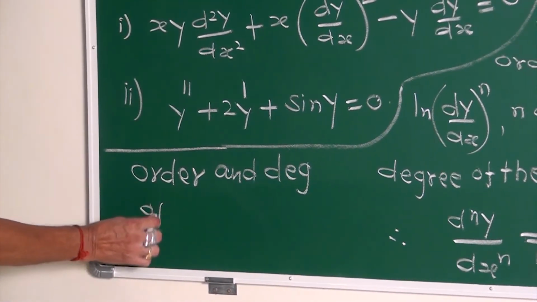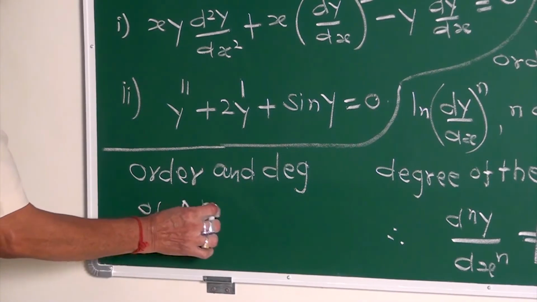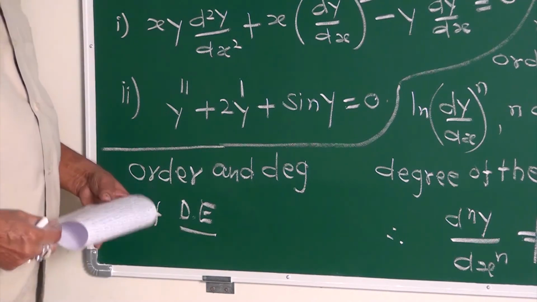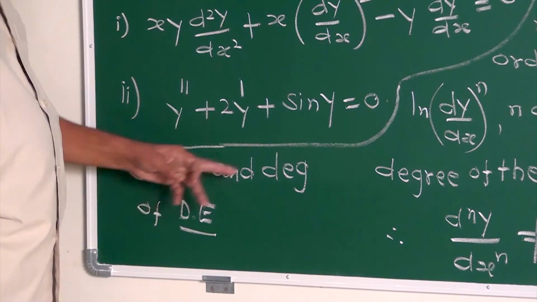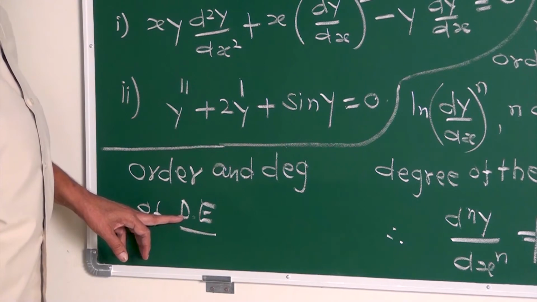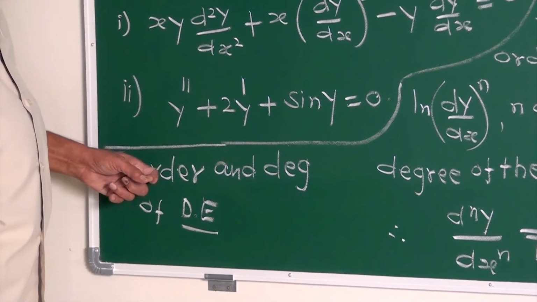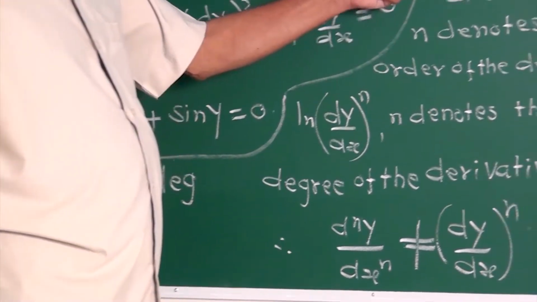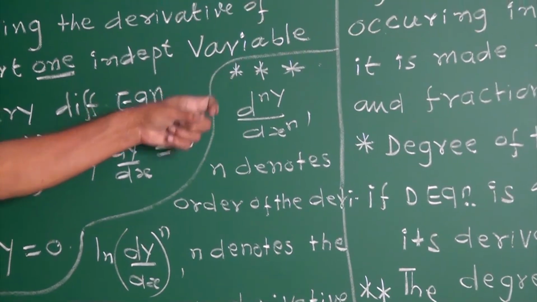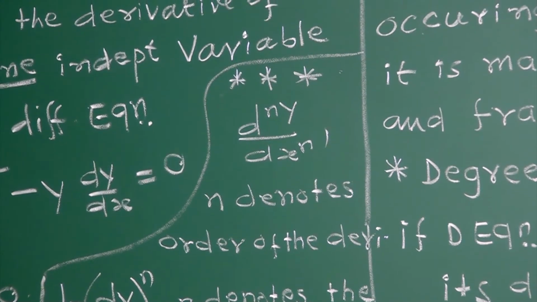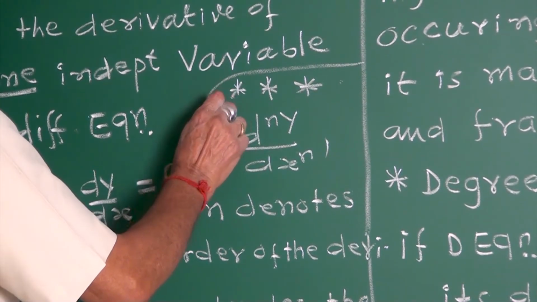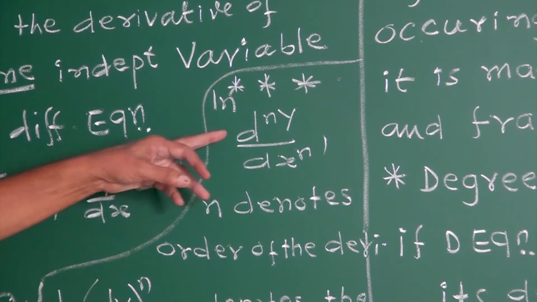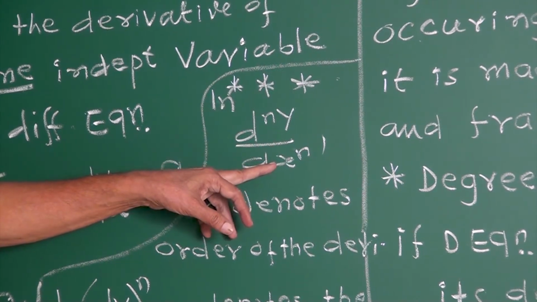Degree of differential equation. I write simply DE, differential equation. To understand better what the order and degree of a differential equation are, we must first understand the order and degree of a derivative. Order and degree of a derivative. Three stars here, my friends. In the symbol d^n y by dx^n.